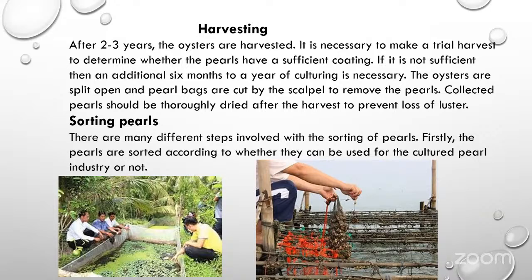So the culture period in mantle tissue implanted mussels is generally from 12 to 18 months also. The success rate in this procedure is about 60 to 70% of the mussels implanted. The culture period of the gonadal implanted mussel is generally 12 months.